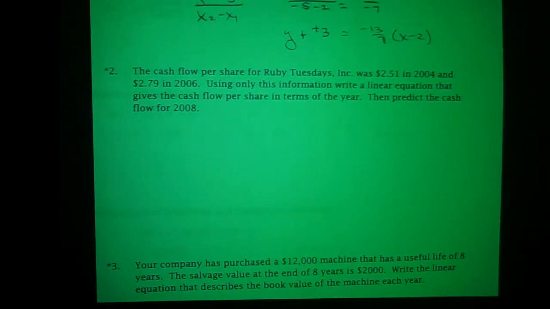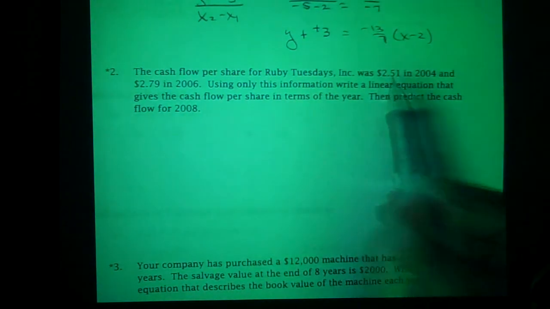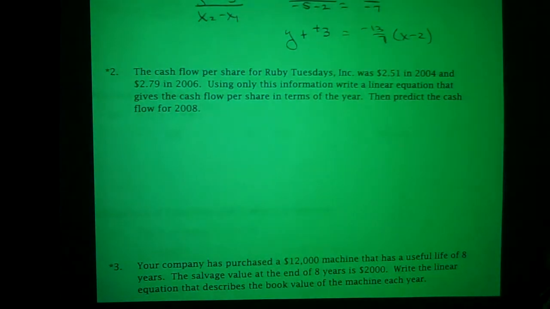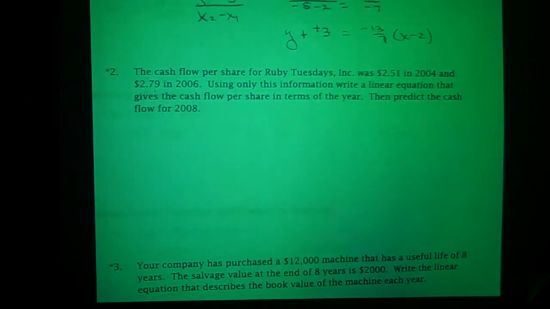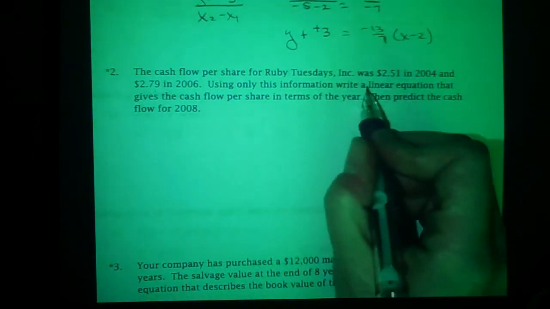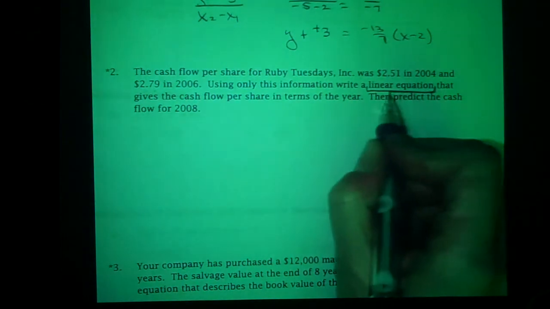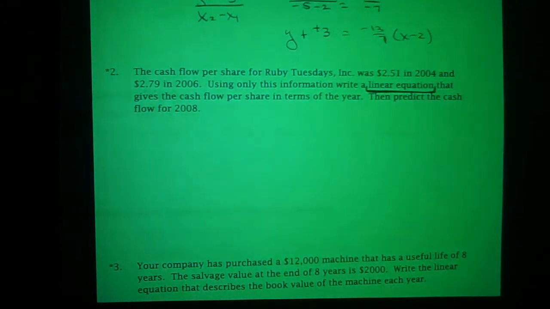So for example, the cash flow per share for Ruby Tuesdays was $2.51 in 2004, and then it rose to $2.79 in 2006. Using only this information, write a linear equation. So that's what's telling us we're going to use an equation of a line that gives the cash flow per share in terms of the year, and then predict the cash flow for 2008.